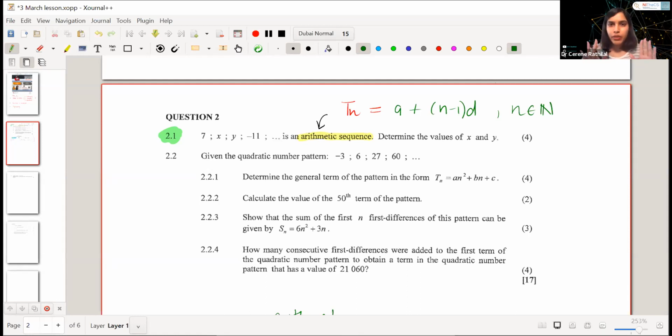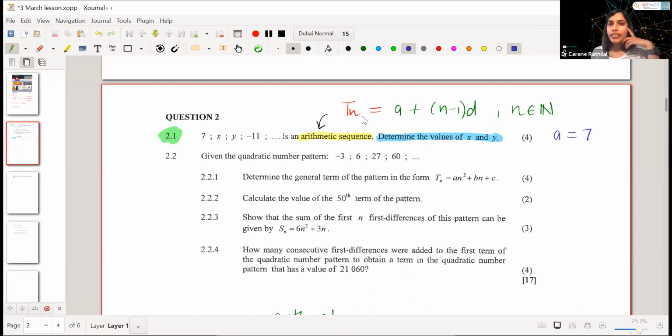So now let's look at what the question says. The question says, determine the values of x and y. So now I want to solve for x and y. That is what I want to do. How do I go about doing this? Well, firstly, let's make some observations. A denotes the first term. And what is the first term in our sequence? Clearly, the first term is 7, isn't that so? So I've got that A equals 7.